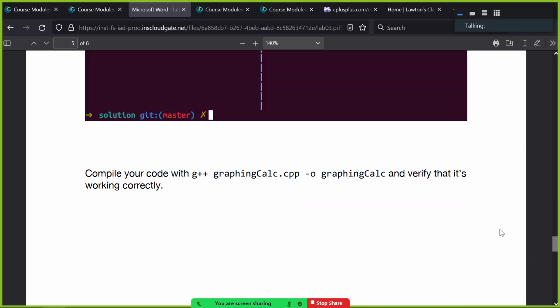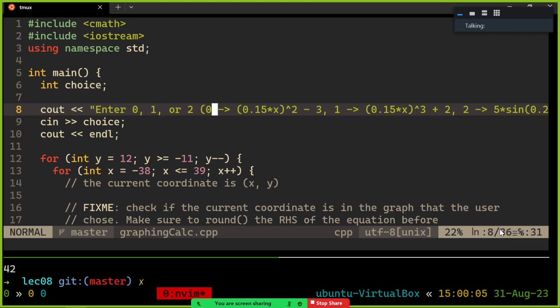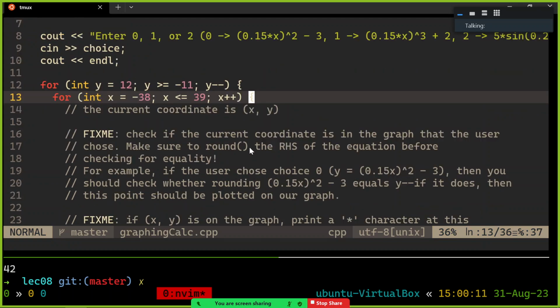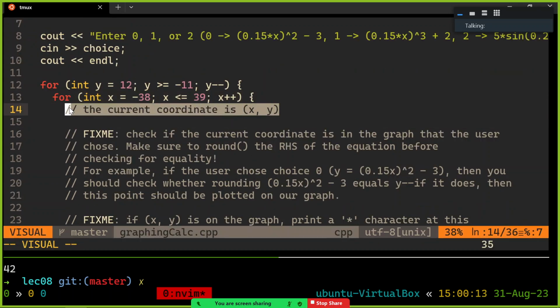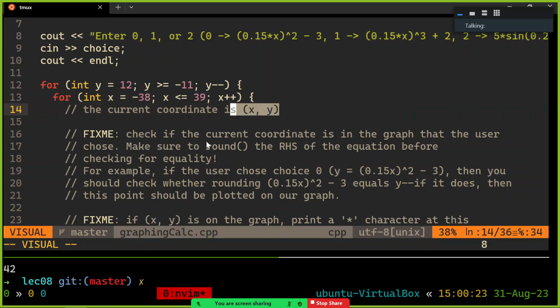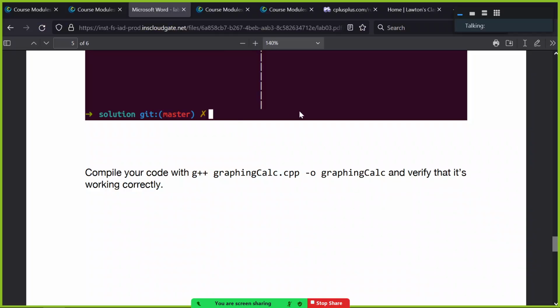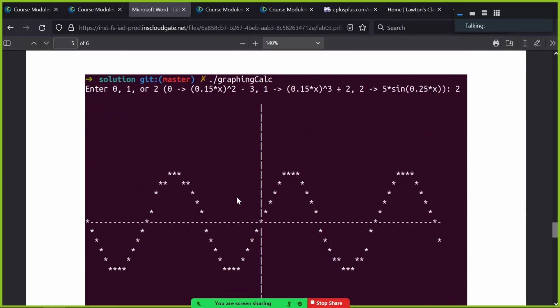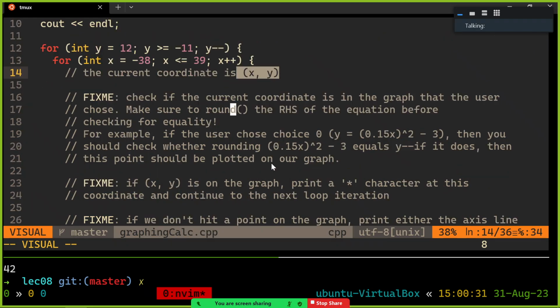And then the rest is in the code. So I've given you a lot. You're welcome. I've set up the loop for you already. So your job is just to plot things. All right. So you got a coordinate right now. If you're in the innermost loop, you've got an x, y. And it's your job to see, is this on the graph, depending on which graph the user asked for? Is it on the axes, so the side axis or the middle axis meeting? Or if it's none of that, it's just empty space.